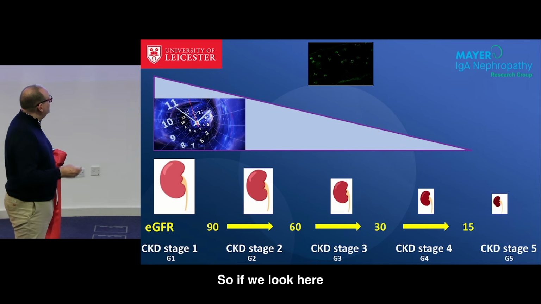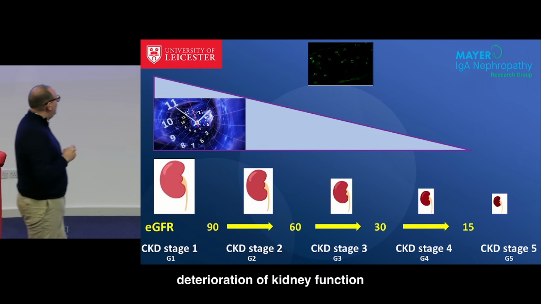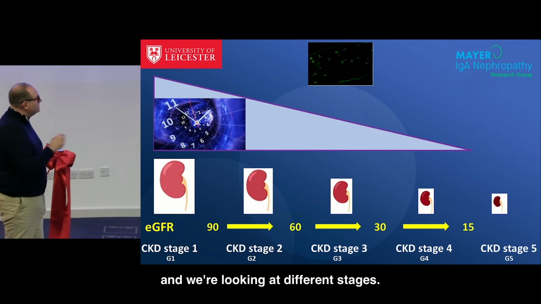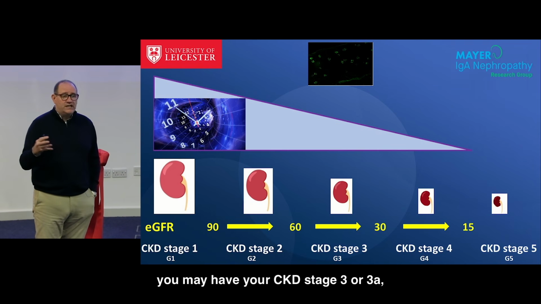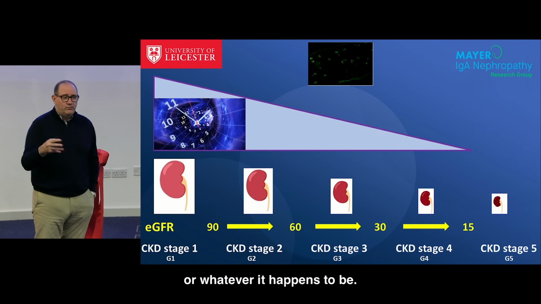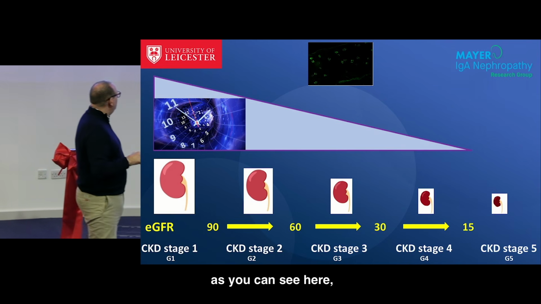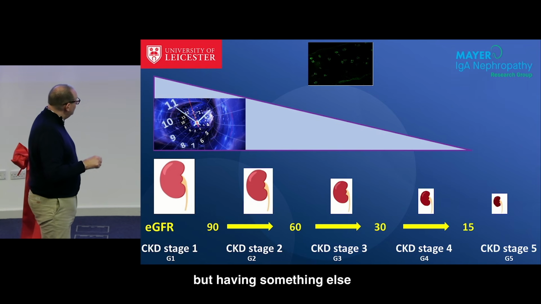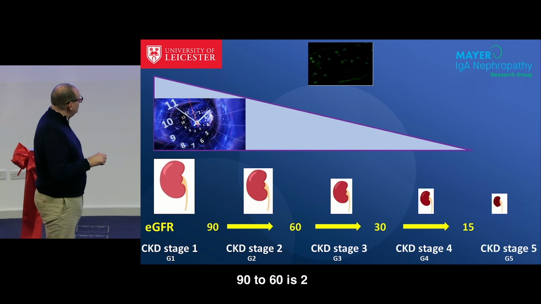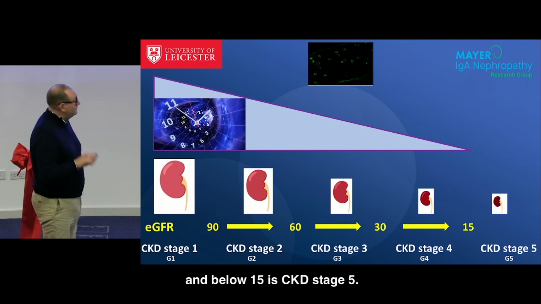So if we look here, you can see that we're talking about deterioration of kidney function and we're looking at different stages. Presumably on your clinic letters, you may have your CKD stage 3 or 3A or whatever it happens to be. We define that, as you can see here, with CKD stage 1 being above 90, but having something else like protein in the urine.